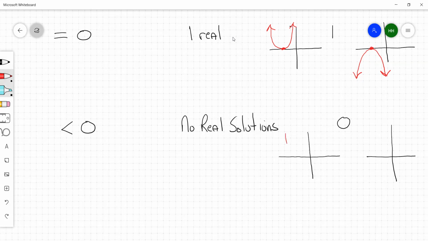Could be a graph right here. There's a parabola. It never touches the x-axis. All right, it opens up. Its vertex is above the x-axis. It never touches it. You could also have one over here that goes down. All right, vertex is below the x-axis. All of the y values are in the negatives. The graph never touches the x-axis. No real solutions.